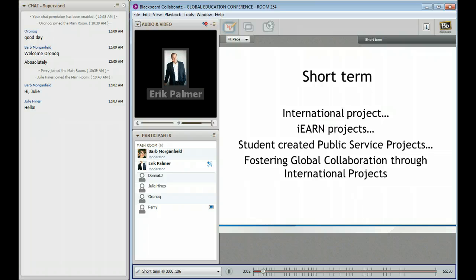In the short term, this is just today, just presentations today. Someone talks about an international project, someone is doing iEARN projects, someone has student-created public service projects, someone is talking about fostering global collaboration with international projects. All of these are going to be based on oral communication. The way we generate interest in the project, the way we communicate with each other, it's all going to be based on our oral communication.